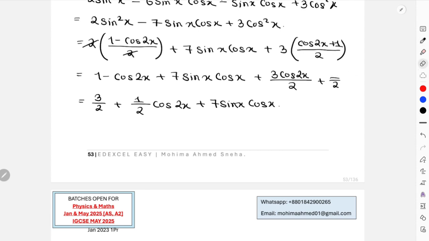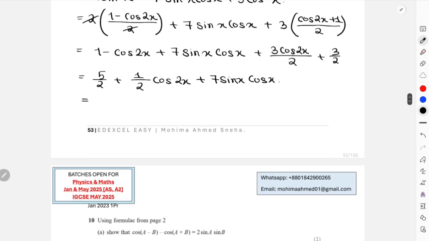This one will actually be 3. Sorry, I made a mistake. This is going to be 3 because 3 was multiplied with everything inside the bracket, right? So 3 gets multiplied with 3 cos 2x, 3 gets multiplied with 1, so 3 over 2. So then 3 over 2 plus 1 will give you 5 over 2, not just 3 over 2, 5 over 2. From this part, if you take half common from this equation entirely, this is going to be cos 2x plus, again one thing, cos x sin x, right? 7 cos x sin x.